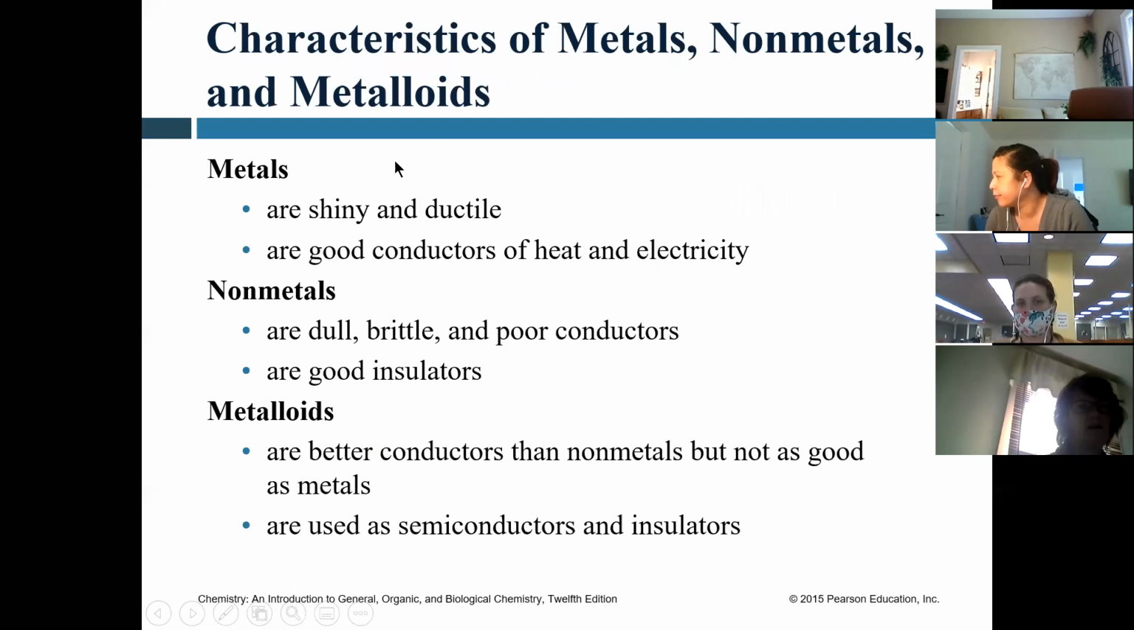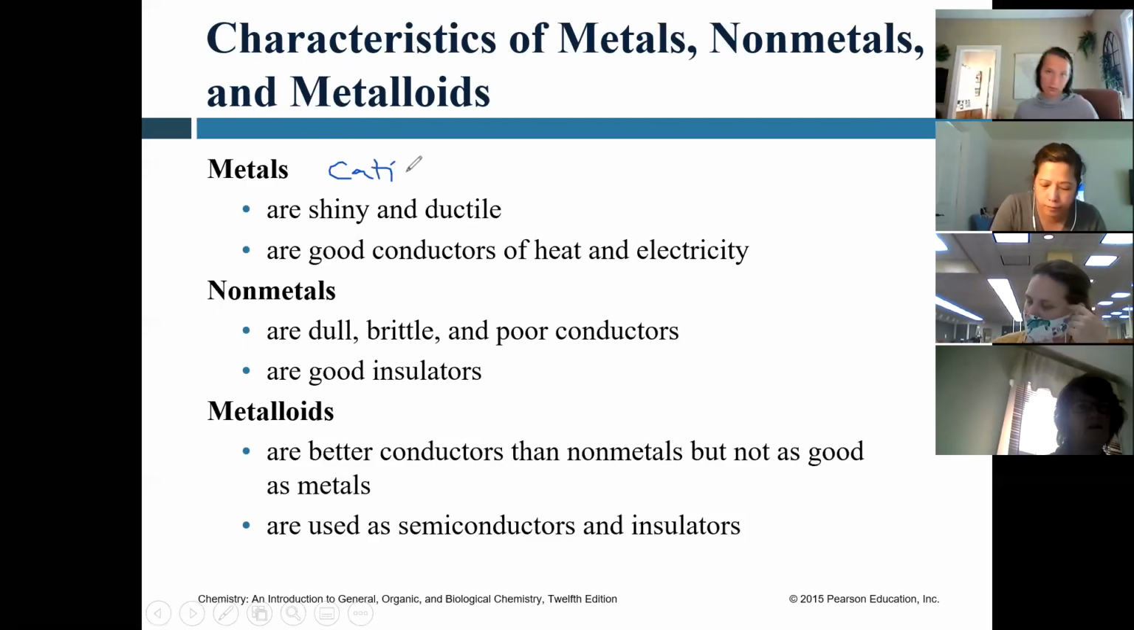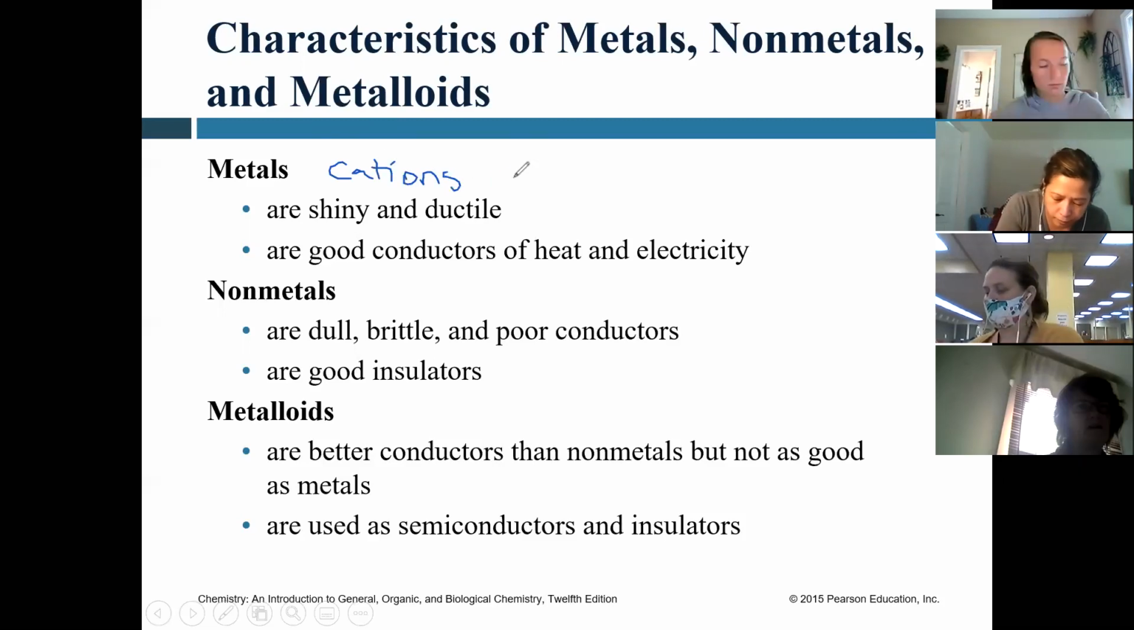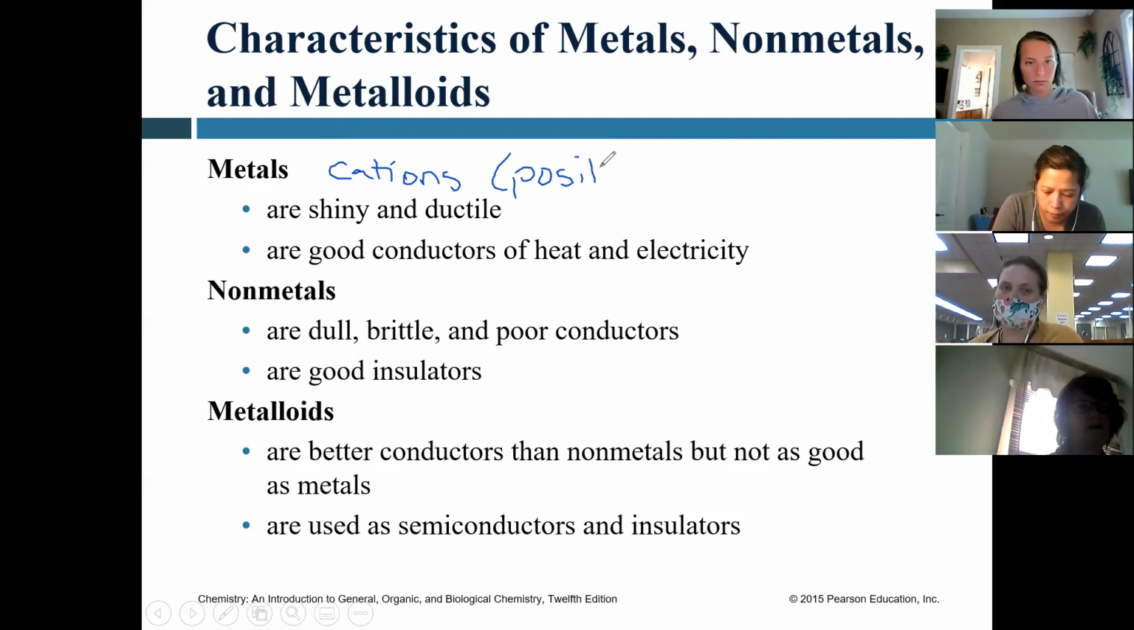So a couple things about metals. Metals are shiny and ductile. They're good conductors of heat and electricity. And another thing I want you to put down next to metal in your notes is that they like to form cations, which is a positive charge. And we'll get back into that a little later.